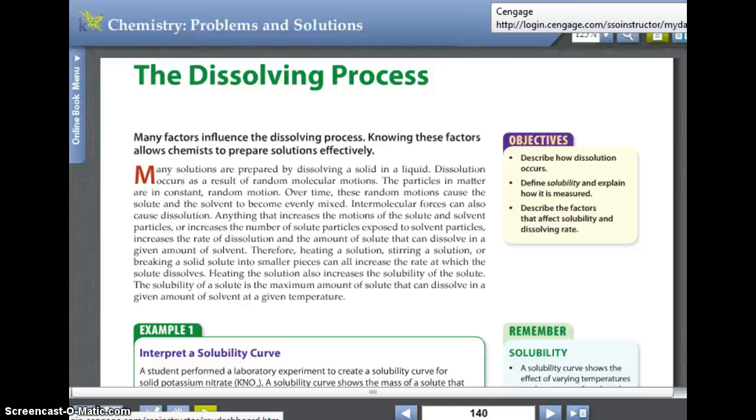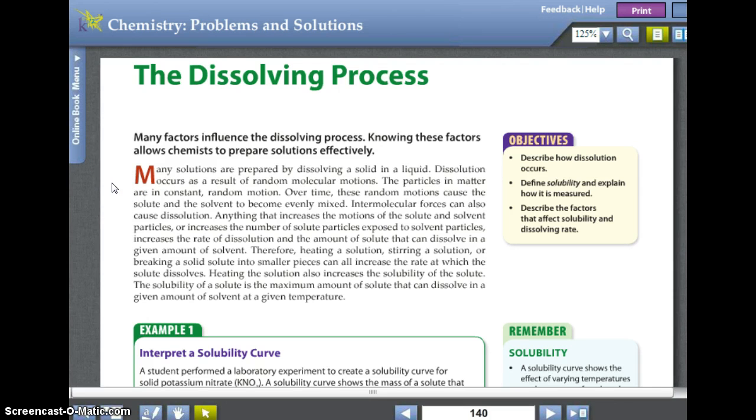Here's part 2 of the 2.03 review, the dissolving process. Many factors influence the dissolving process. Knowing these factors allows chemists to prepare solutions effectively. Many solutions are prepared by dissolving a solid in a liquid.